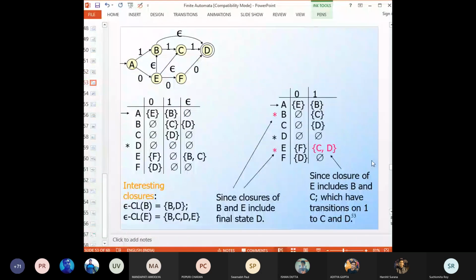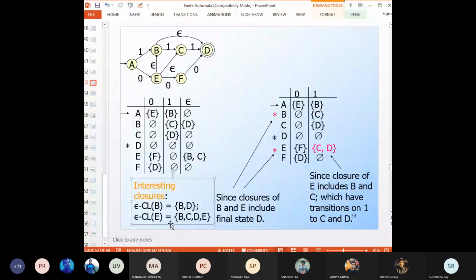Now, this example also we had discussed. You can see here all the others are simple actually, they remain the same. But here from E on input 1, you are adding transitions to both C and D. And why are you doing that? Because the epsilon closure of E contains B and C. So B and C are appearing here, as you can see.